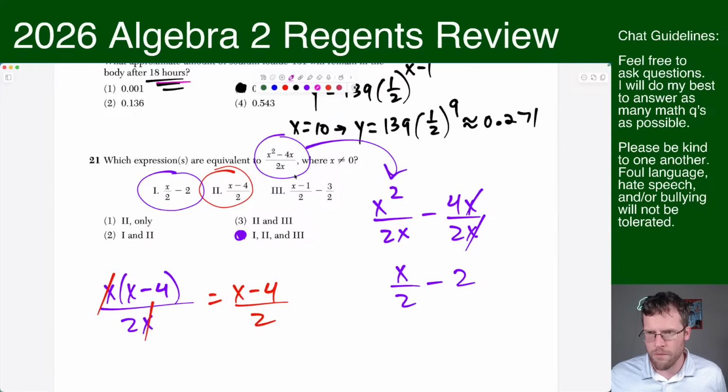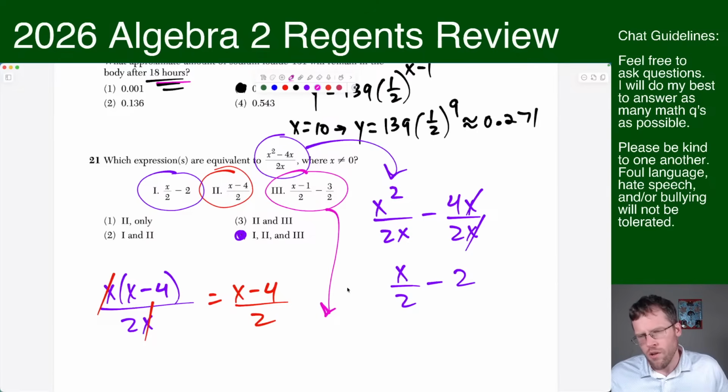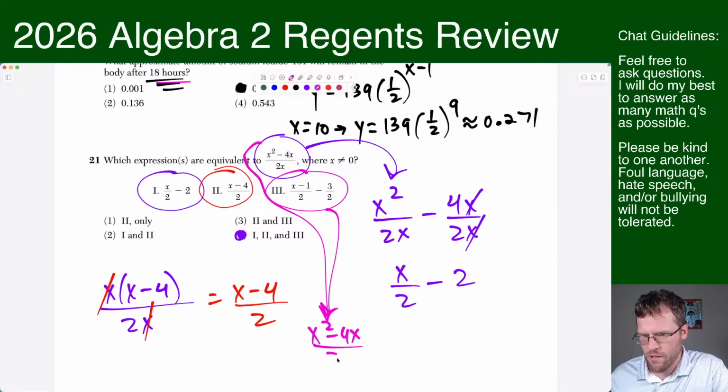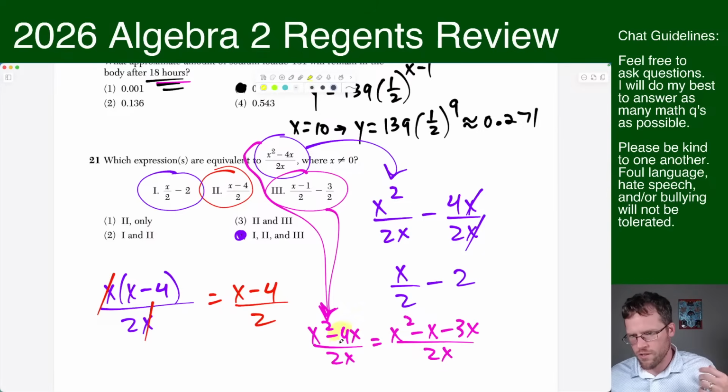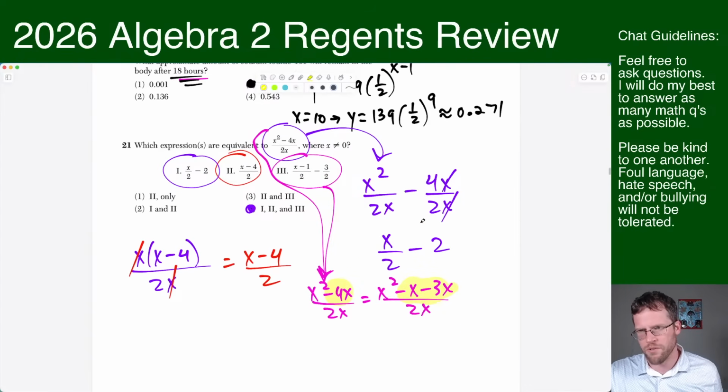Now why this one? You might have a hard time seeing how this connects. You could use the calculator, but let me see how they make this happen. Oh, I think I see it. Okay, they did this. Take the original x squared minus 4x over 2x, and they went x squared minus 1x minus 3x over 2x. See that? They just broke this into pieces. Why? Just to be difficult. But you could just use a calculator for this. But it is an algebra Regents, so I should show you some algebra, too.